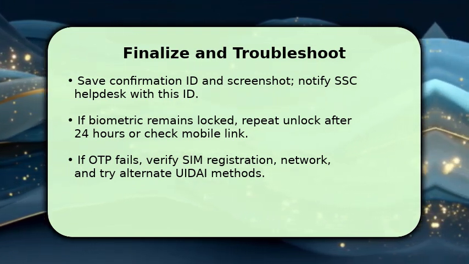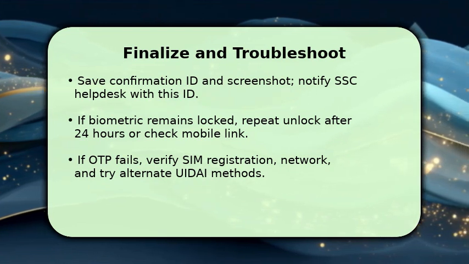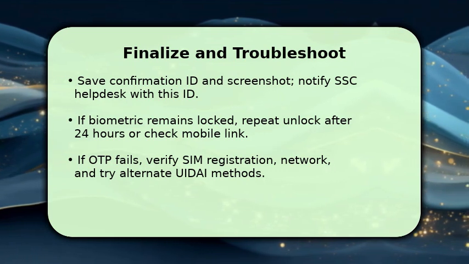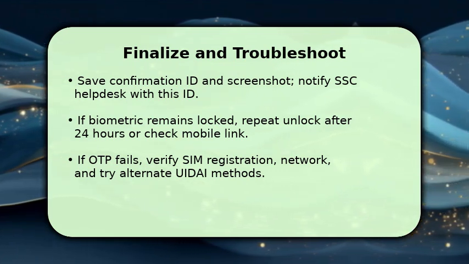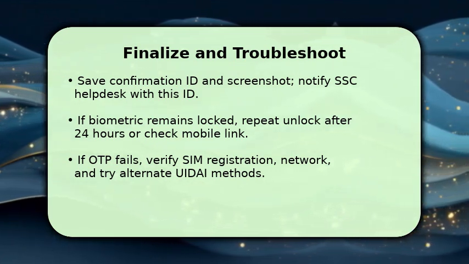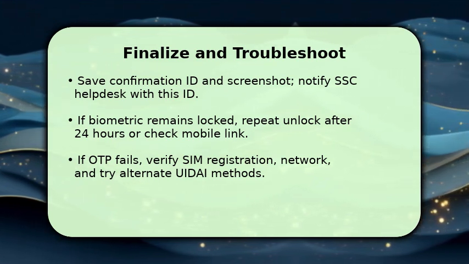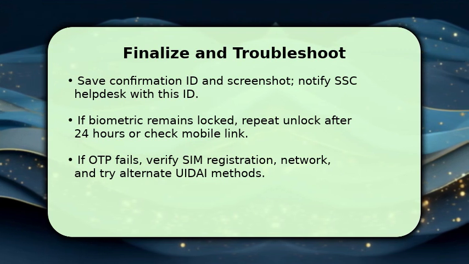If the unlock didn't take effect, try again after a short wait and verify the Aadhaar mobile is active. Delays often come from SIM issues. One key troubleshooting tip: if OTP never arrives, check mobile network, recheck the registered number, and use the alternative UID authentication option.